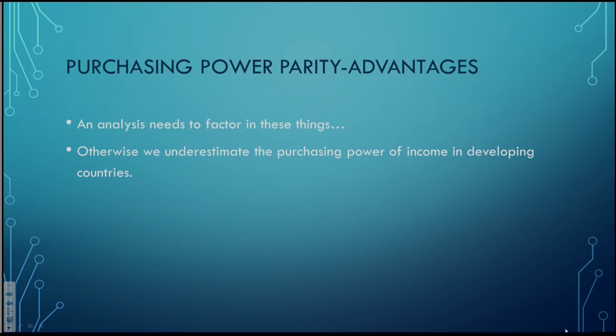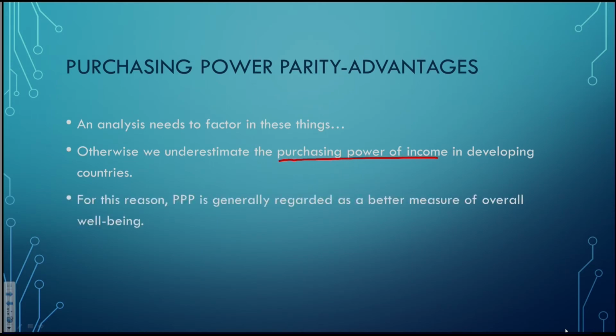Otherwise, we underestimate the purchasing power of income in the developing countries. So their bundles are different and their prices are lower for non-tradable goods. When we're estimating using purchasing power parity, we've got to remember to factor this in. We have to consider the purchasing power of their income, because that's going to be quite different in the developing world. So for this reason, purchasing power parity is generally regarded as a better measure of overall well-being.